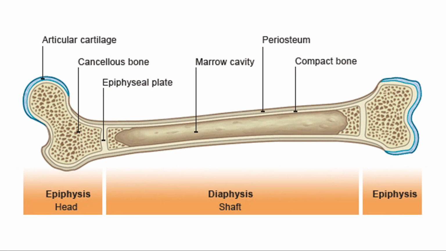So here's your anatomy of your long bones, and what makes this unique is that you have a long shaft, and then you have two ends.